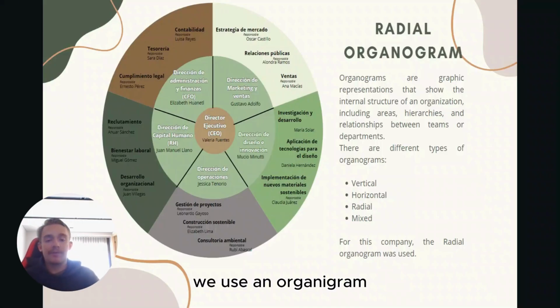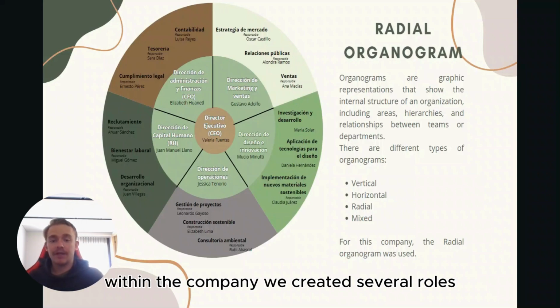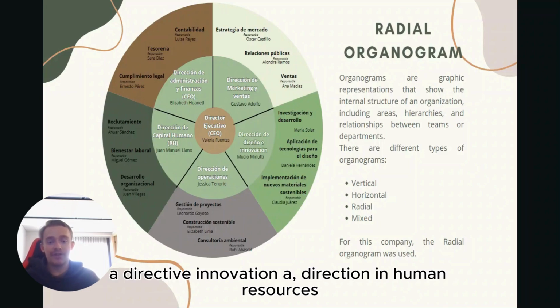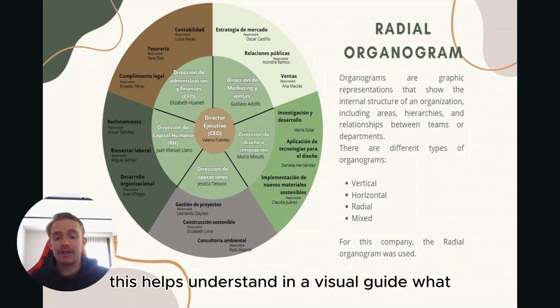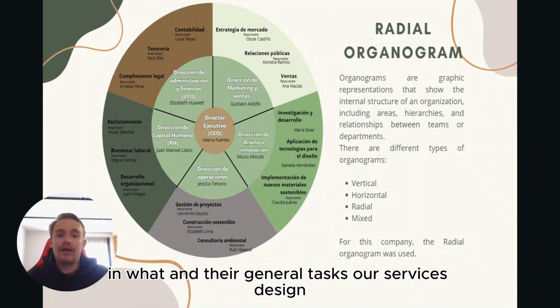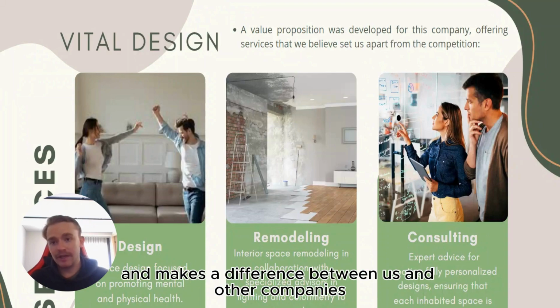We use an organigram in order to understand everyone's role within the company. We created several roles: a CFO, a director of marketing, a director of innovation, a director of human resources, and one in operations. This helps to understand in a visual guide who should be working on what, and their general task services: design, remodeling, and consulting. This is what we present to our clients and makes the difference between us and other companies.